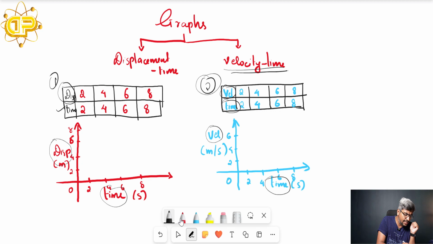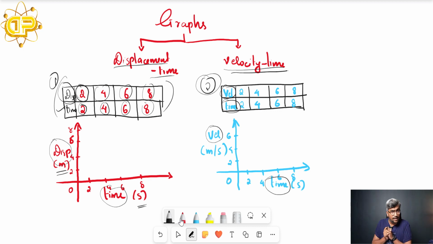In the first case, that is the displacement time graph, according to the data in your hand, in 2 seconds the object is displacing 2 meters. I am just taking meters and seconds as the unit. So in 2 seconds, the object has a displacement of 2 meters. In 4 seconds, 4 meters. In 6 seconds, 6 meters. In 8 seconds, 8 meters.